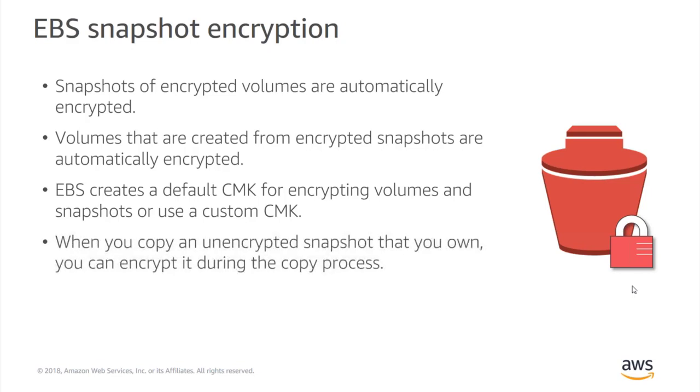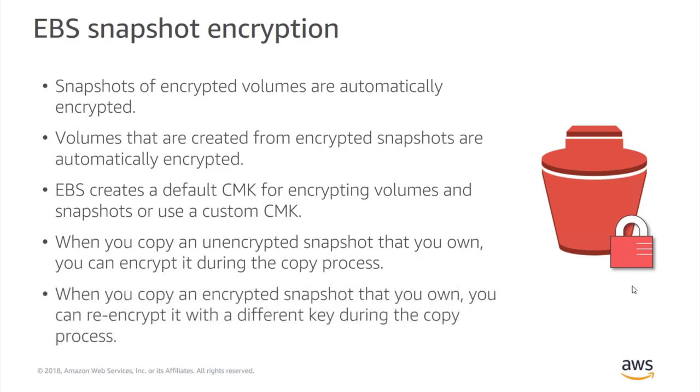When you copy a snapshot that is not encrypted, you can encrypt it during the copy process. Likewise, when you copy a snapshot that is encrypted, you can change the encryption key during the copy process. Note that changing the encryption status when copying a snapshot will result in a full copy of the snapshot, as opposed to an incremental copy.